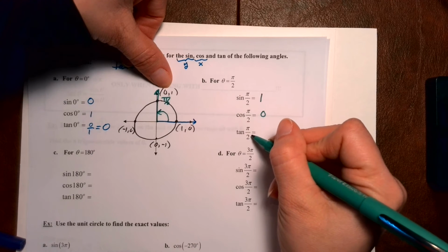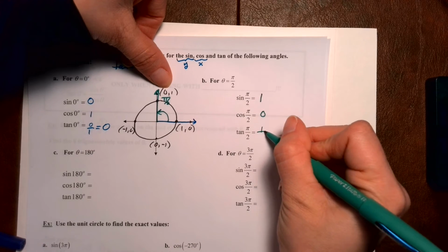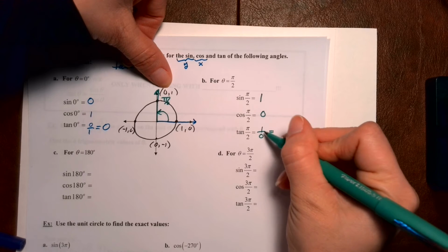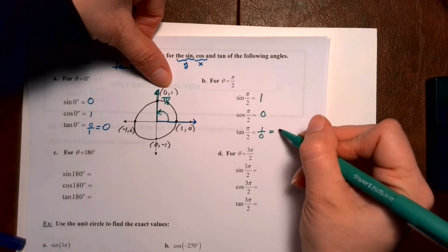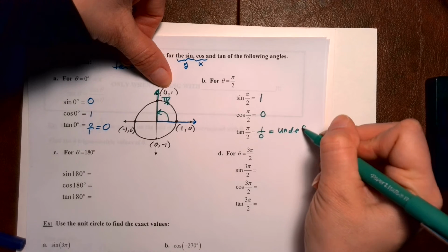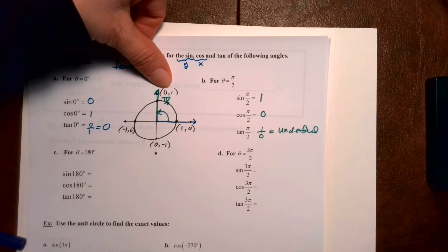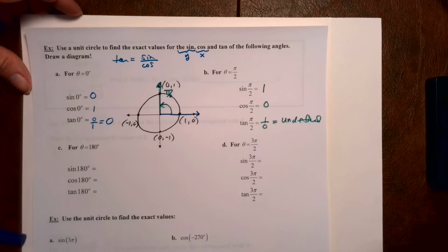The tangent is the sine divided by the cosine. What's 1 divided by 0? Oh, that's a no-no. That's undefined. There's no value for tangent at pi over 2.